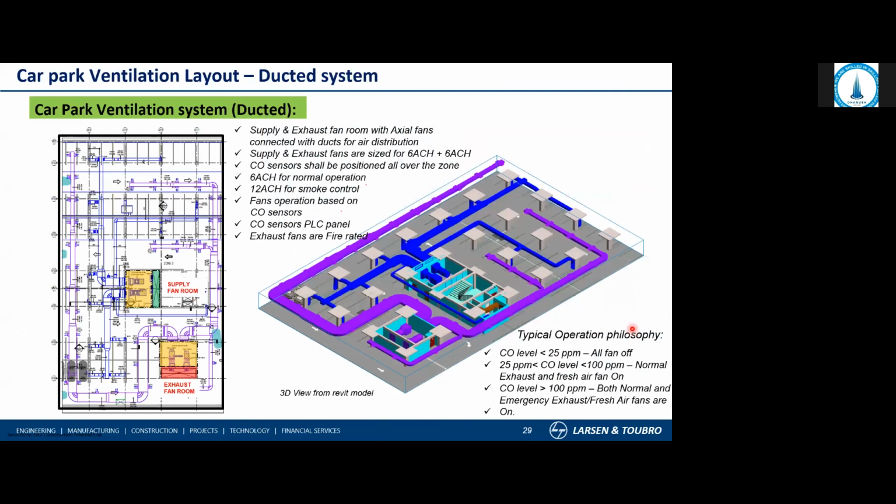This is a typical car park ventilation system layout, where you can see the ducted ventilation system. Basically, I would like to tell you the car park ventilation system can happen through two methods. One is a ducted system. Another is a ductless system through jet fans. In this ducted system you can see there are fan rooms here and here, so exhaust and supply fan rooms are there. There will be shafts so that it can go out and take fresh air in, and the ducts will be running all across these car park areas. There will be CO sensors provided in different locations, and based on the CO level of that particular car park zone, the fan will be operated. As per NBC, 6 air changes per hour is given for normal ventilation, and 12 air changes per hour for smoke ventilation.